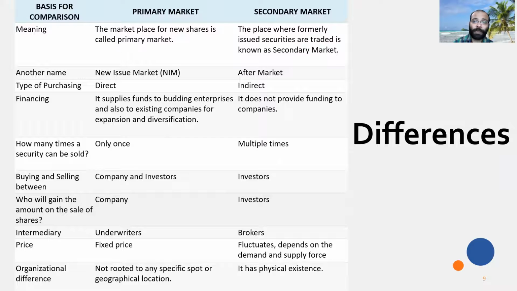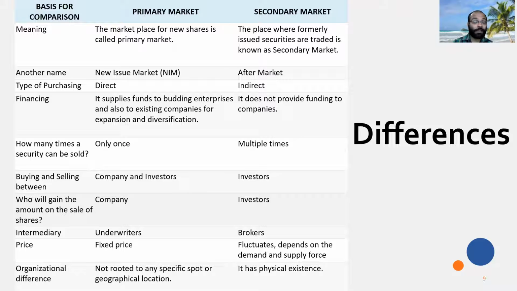Let us see some important differences. Differences between primary and secondary market. Based on the meaning, the primary market is a market where new issues of shares happen. The secondary market is where formerly issued shares are traded. The primary market's other name is new issue market, and the secondary market's other name is stock market or aftermarket. In the primary market, the type of purchasing is direct.